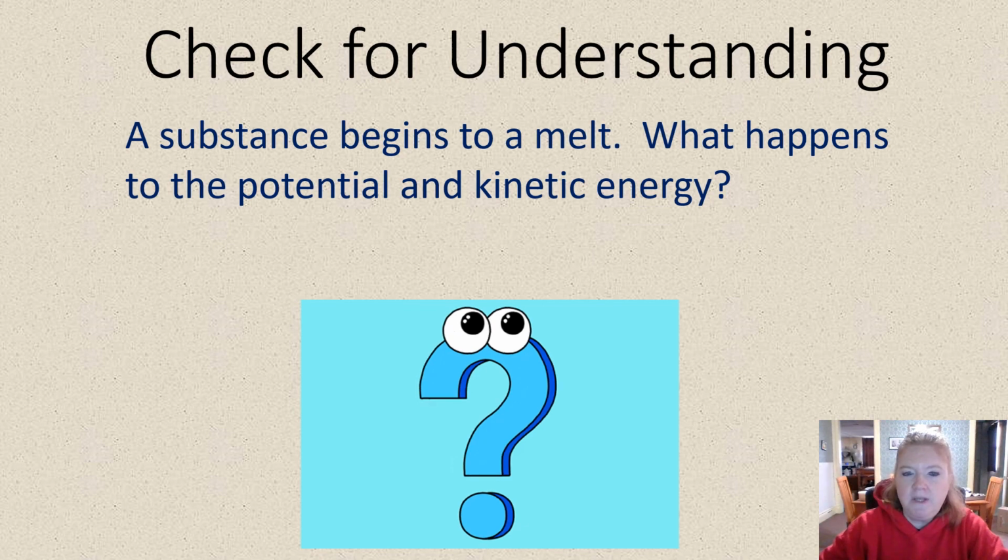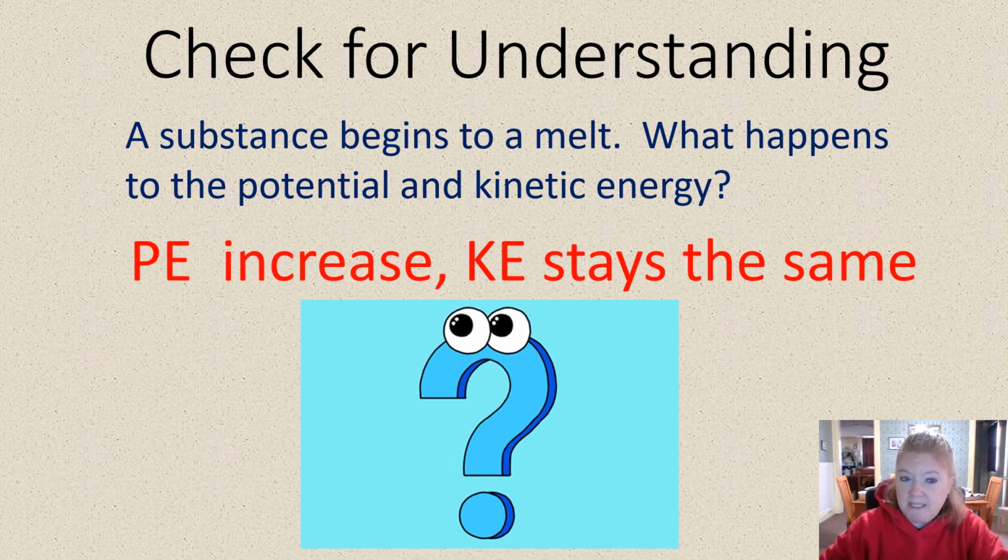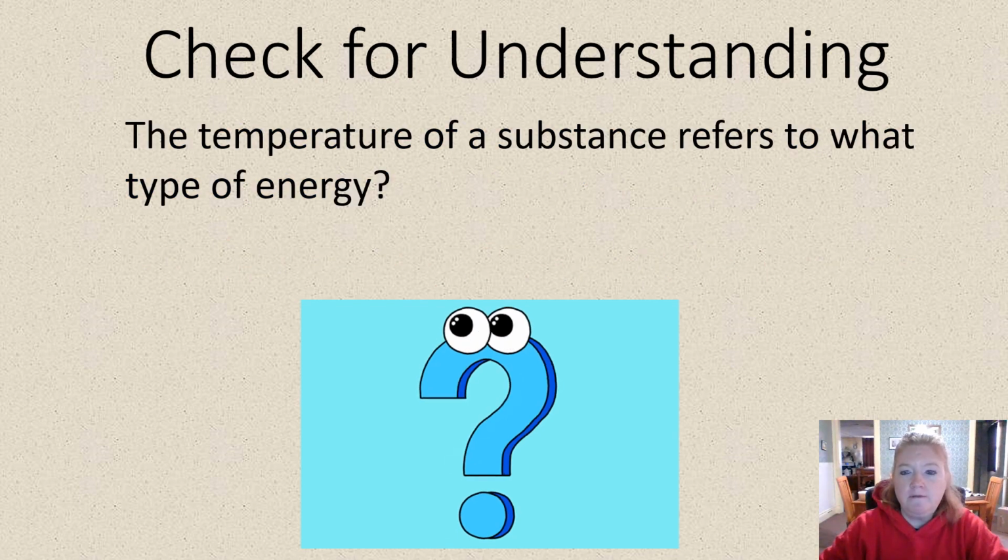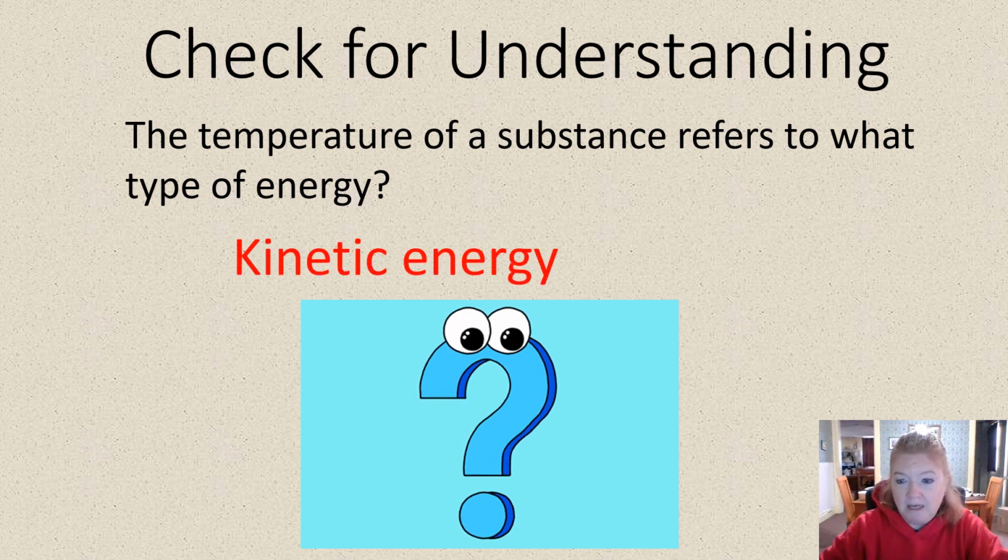So a substance begins to melt. What happens to the potential and the kinetic energy? The potential increases, but the kinetic stays the same. Because remember, when it melts, the temperature doesn't change. The temperature of a substance refers to what type of energy? Kinetic energy, a measure of average kinetic energy.